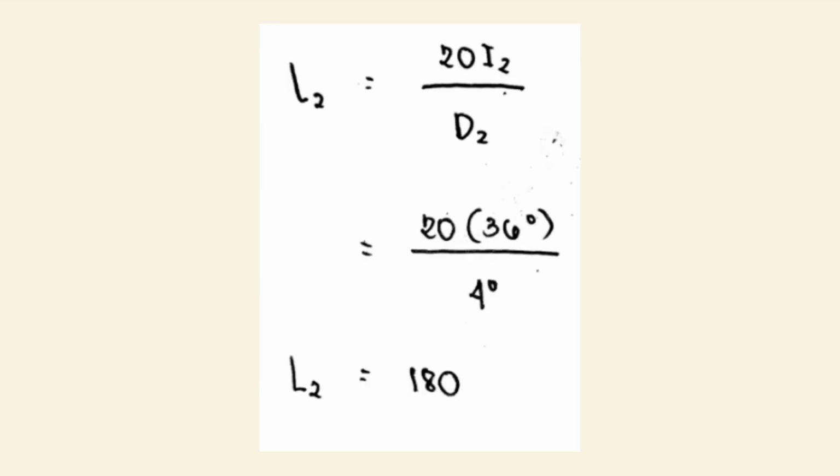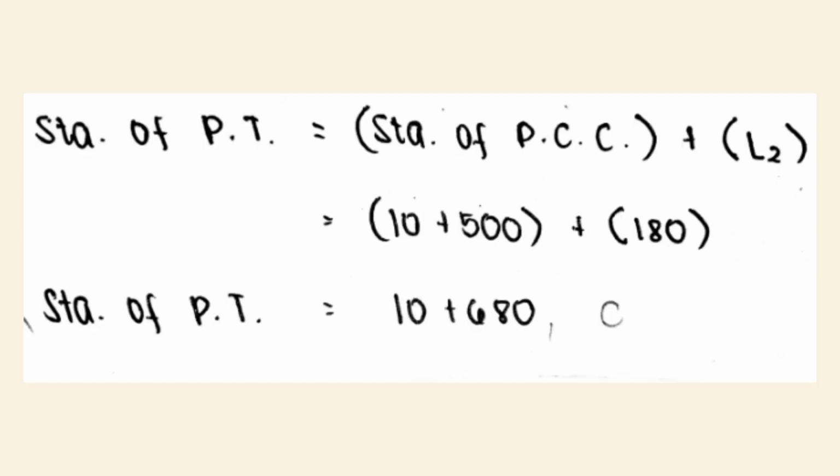Next, our L sub 2 is equal to 20 I sub 2 over D2. It is equal to 20 multiplied by 36 degrees over 4 degrees. Thus, L sub 2 is equal to 180 meters. The stationing of the PT is the sum of the stationing of PCC and L sub 2. So 10 and 500 plus 180 meters, our stationing of PT is equal to 10 and 680.